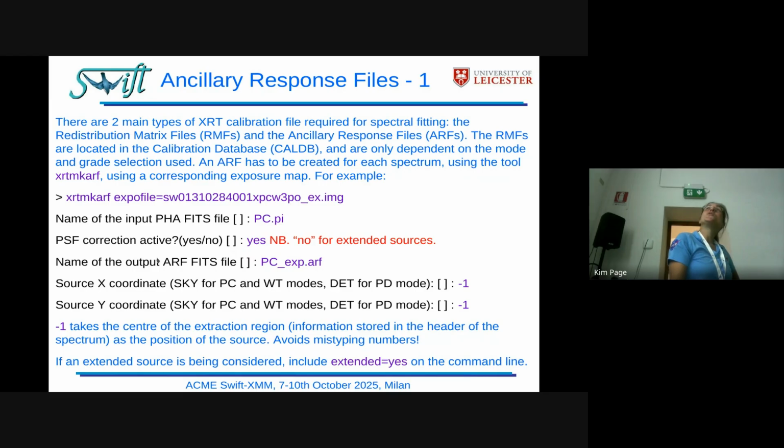And again, it will prompt you for most things, but you do need to give it the exposure map. When it asks for the source X and Y coordinates, if you just say -1, -1, it will work it out from the spectrum, and that's much easier, because otherwise you have to look in your image and read off the CCD coordinates. It's not even the RA and Dec in decimal or anything, it's CCD coordinates that it needs, and it's very easy to get that wrong. But if you say -1, it reads it from the header of the spectral file, and so it will be right.